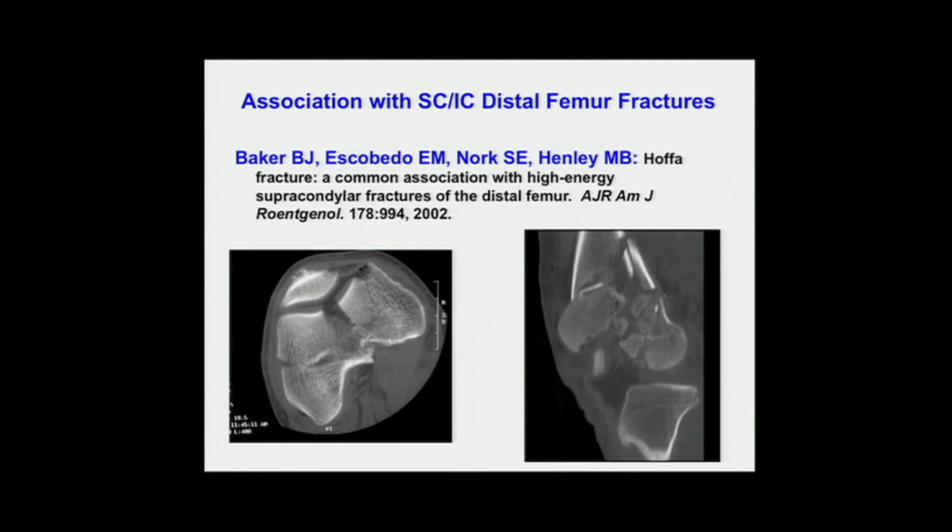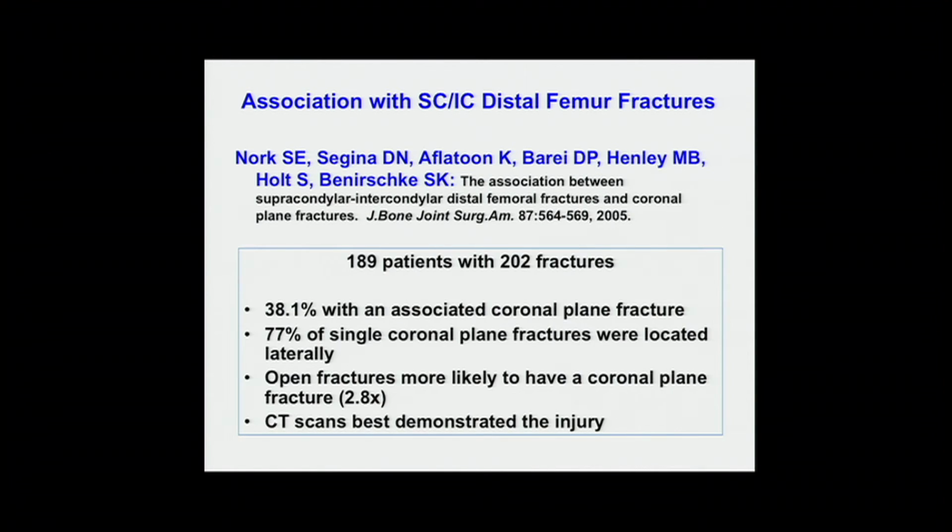We worked with some of our radiologists, and this was several years ago, where he did notice this association with high-energy supracondylar, intercondylar distal femoral fractures, that these would show up. And this really got us looking into these in more detail. Then several of us went through and looked at over 200 supracondylar, intercondylar distal femoral fractures. These were mainly blunt trauma patients at Harborview that tend to be relatively high-energy injuries.